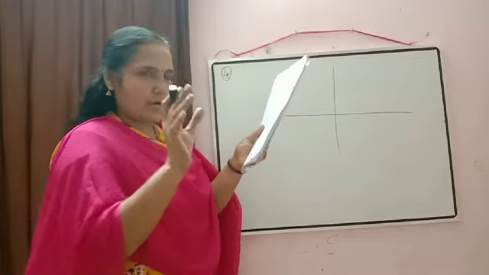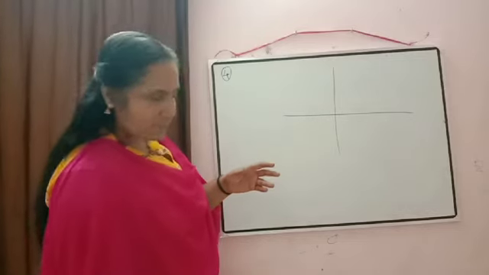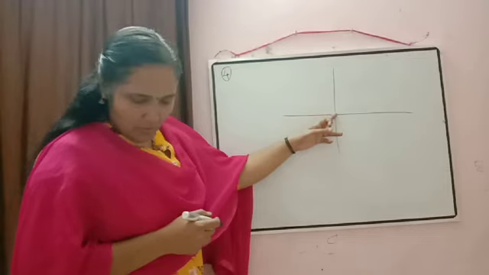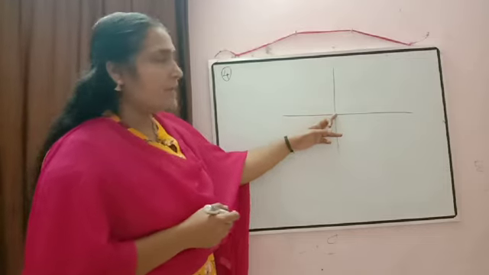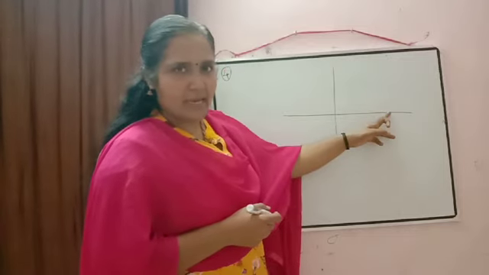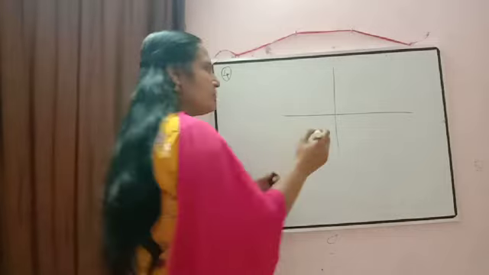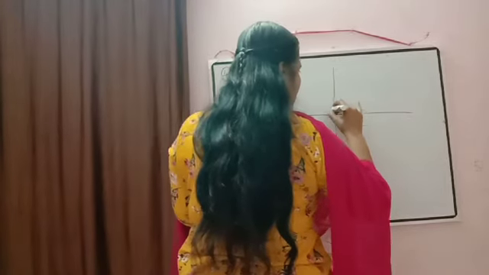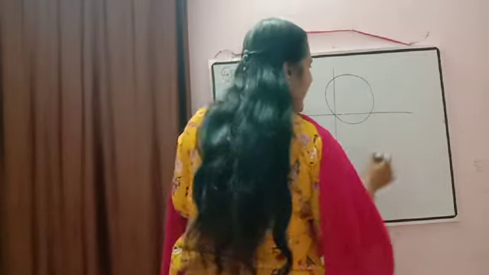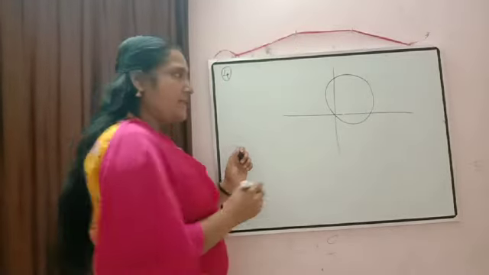So now, according to the question, you have to find the equation of the circle which passes through 0, 0, meaning it passes through the origin, and makes intercepts A and B. It is intersecting the x-axis at the point A and the y-axis at the point B. So when you draw the circle, you have to draw it in such a way that it intersects both the axes.